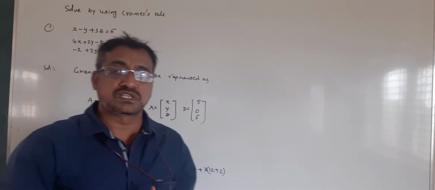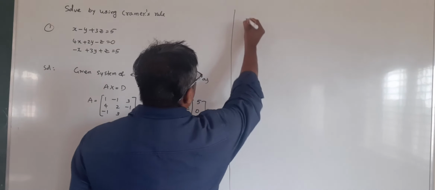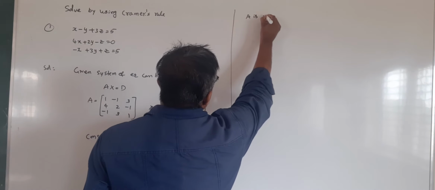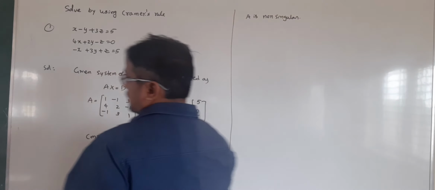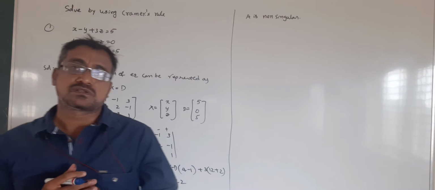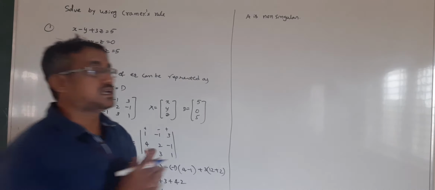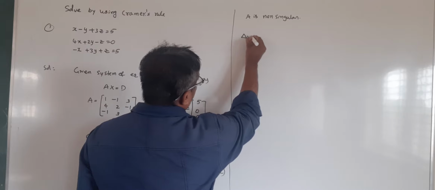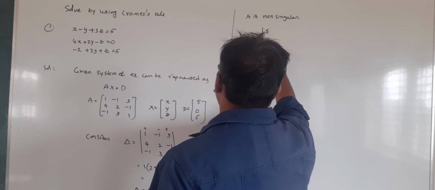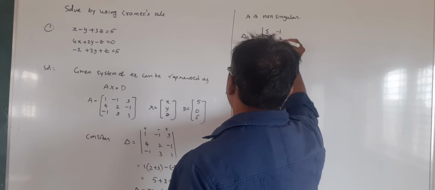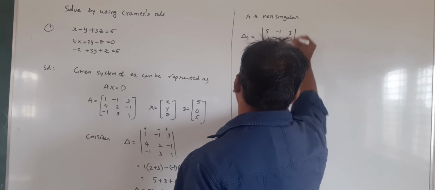Now you can proceed in Cramer's rule. So delta not equal to 0 means A is non-singular. Now you can solve by using Cramer's rule. Further you have to find delta 1, delta 2 and delta 3.